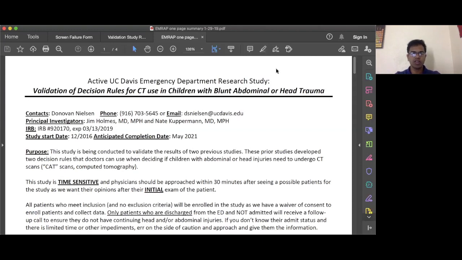So the principal investigators of the study are Dr. Holmes and Dr. Cooperman, and they're right up here. And this is Dr. Cooperman.